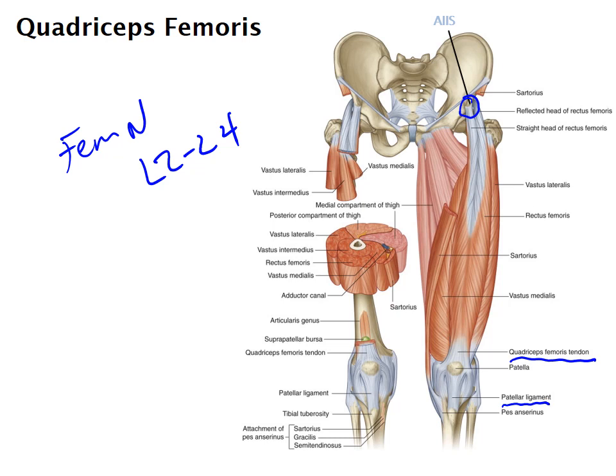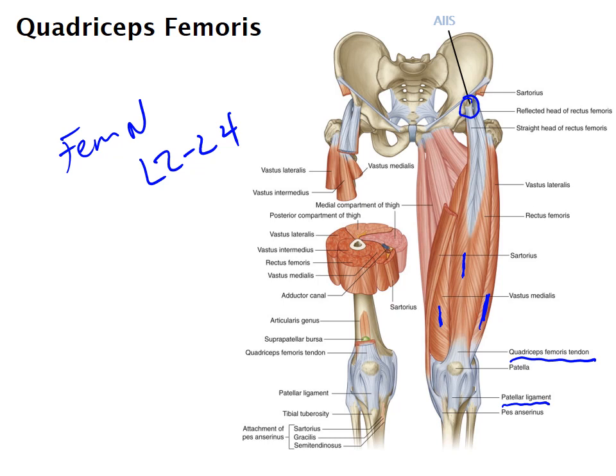Not only will the rectus femoris flex the thigh or flex the femur at the hip joint, but it is also a powerful extender at the knee. The vastus muscles, comprised of the vastus lateralis, medialis, and deep to the rectus femoris would be the vastus intermedius, arise from various locations along the femur and extend the knee through the quadriceps tendon.